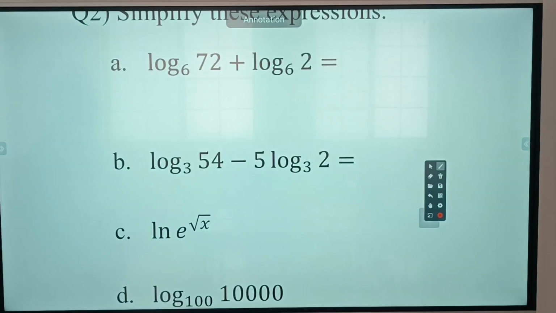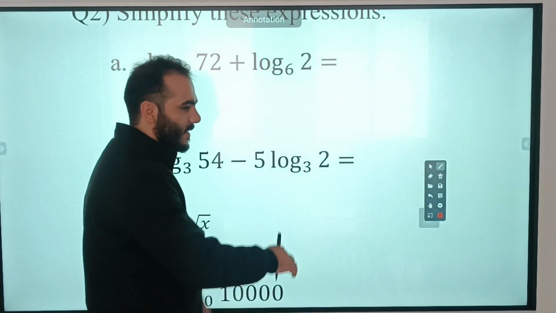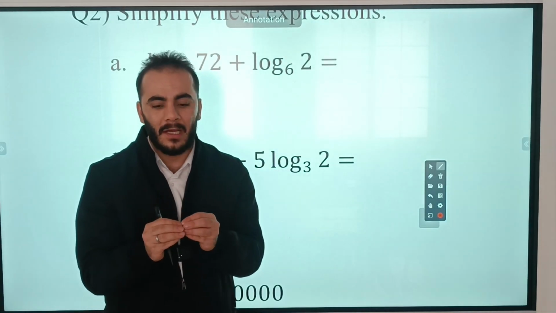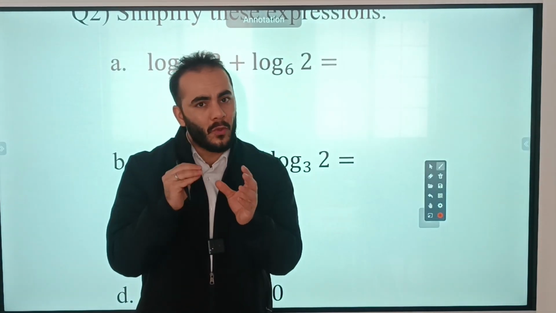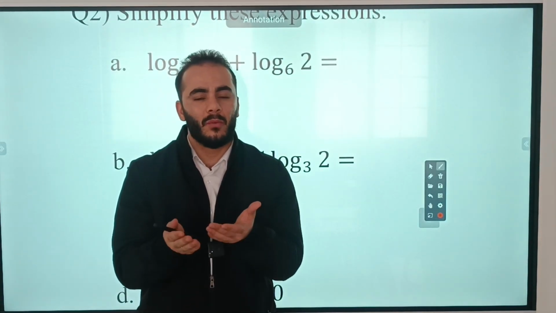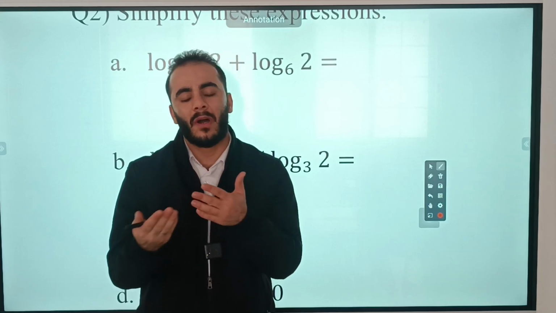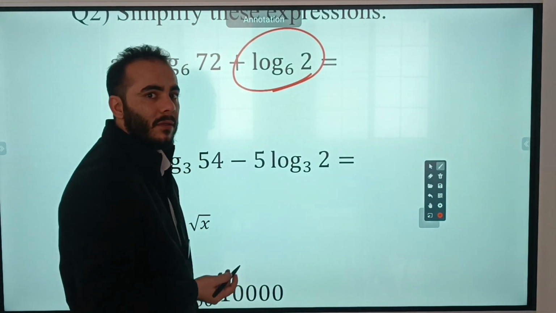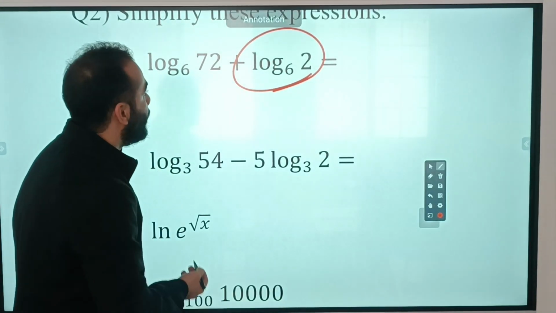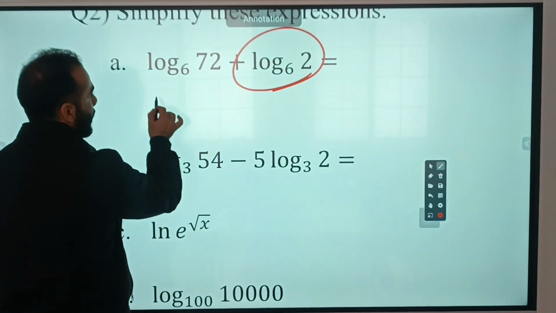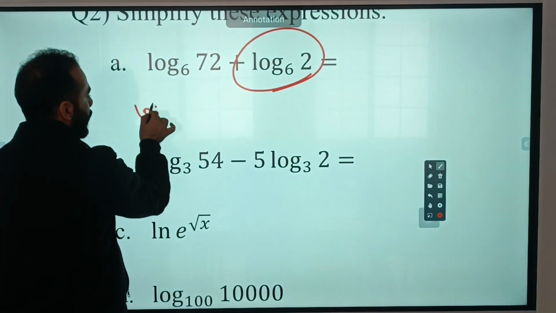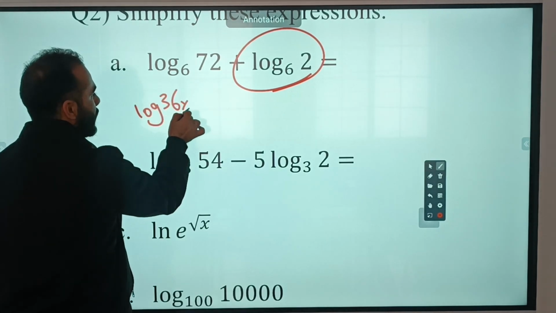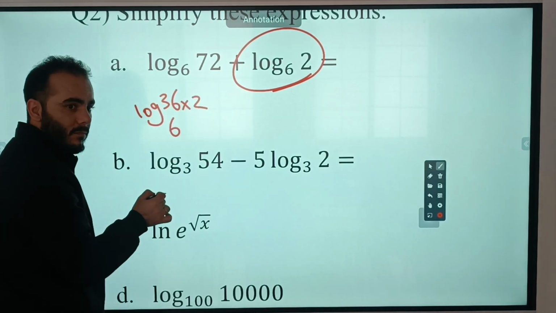Logarithm 72 base 6 plus logarithm 2 base 6. Again, take a look at both logarithms. See which one can be simplified and which one cannot be. For instance, we can't do anything with this one. So 72 can be written as logarithm of 36 times 2, base 6.